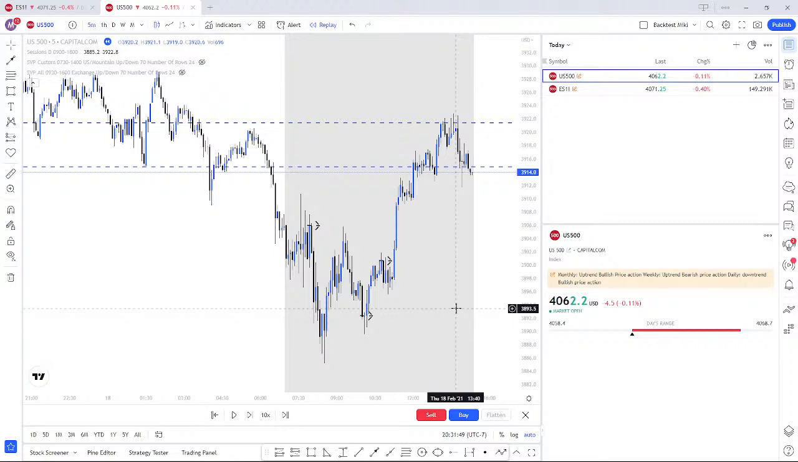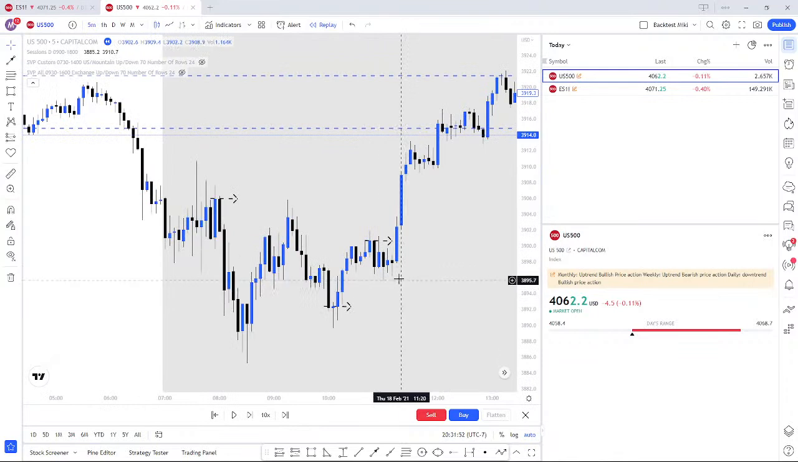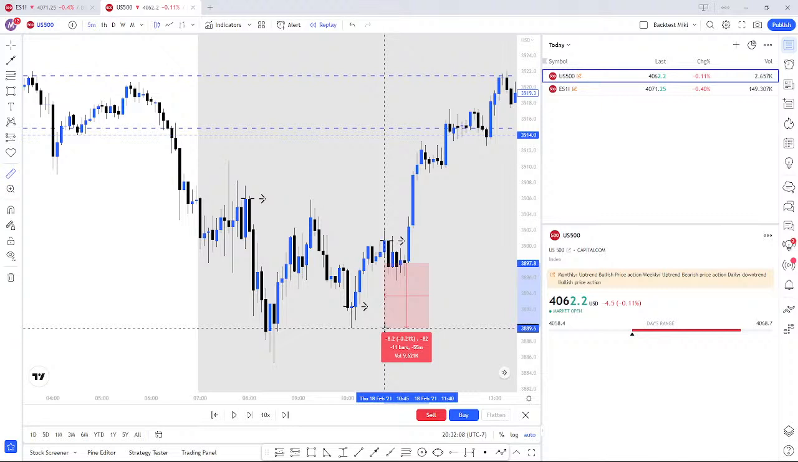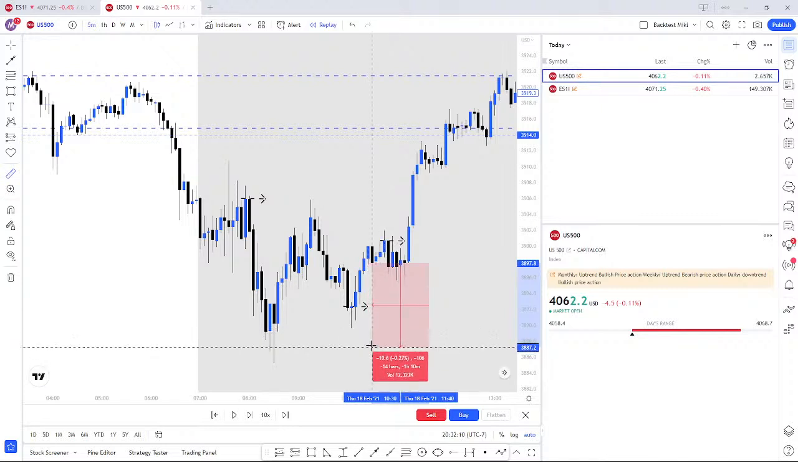Interesting. The only place I see an add-on is here. This short I'm not regretting at all, but the only place I see an add-on is around this black handle here for the long. Even then, price was really rejecting. But the risk for that one is pretty far. It's going to be this low, so below that it's going to be at least 10.